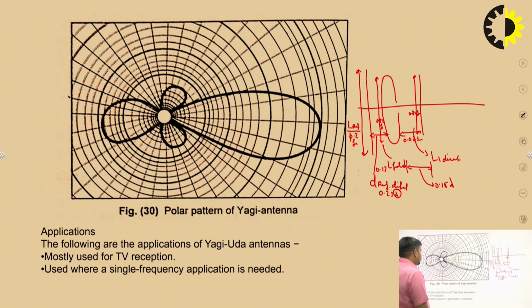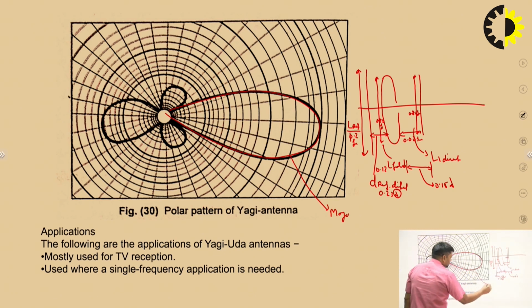This is the polar pattern of the Yagi antenna. We can see that this is a unidirectional antenna. What is the meaning of unidirectional? That means it transmits or receives the signal in a particular direction. This is the major lobe. So the major lobe is unidirectional.